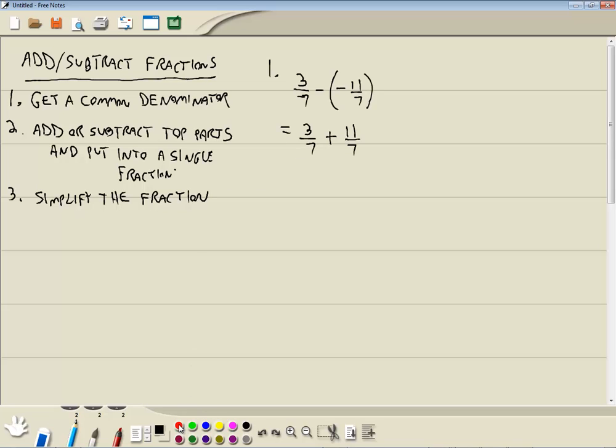Okay, step 1. Get a common denominator. These already have a common denominator, so we don't have to do step 1. Step 2. Add or subtract the top parts. 3 plus 11 gives us 14. And then our denominator remains 7. So we put it into a single fraction. Well, step 3. 14 divided by 7 is 2. So 2 would be our answer.